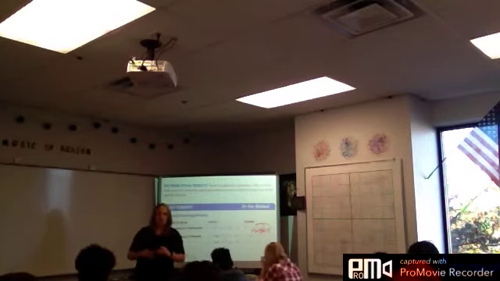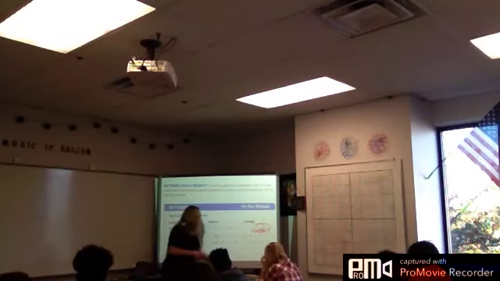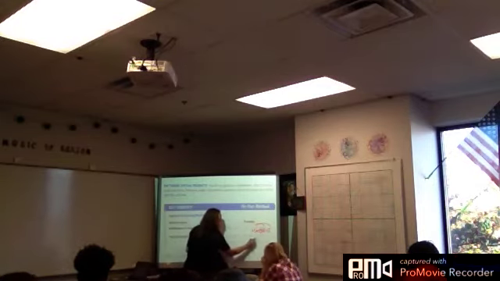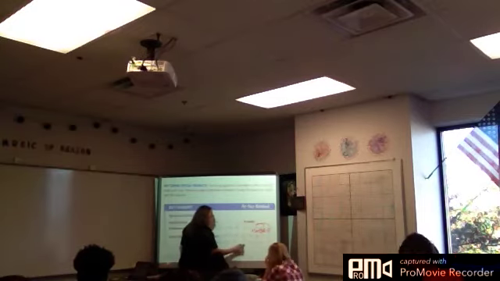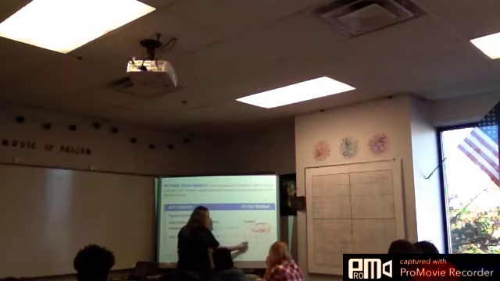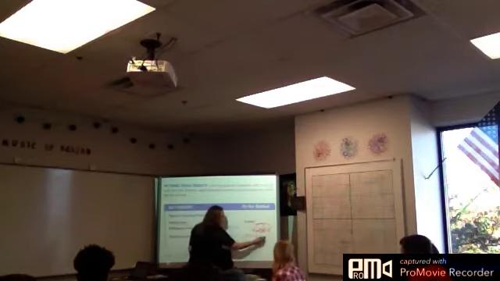Wait, but 6x is not a perfect square though. No, that doesn't matter. What matters is the first and the last number. Oh, okay. So here, 4 is a perfect square, x squared is a perfect square. That means I have x minus 2 squared, because whatever this sign is is what goes in here.